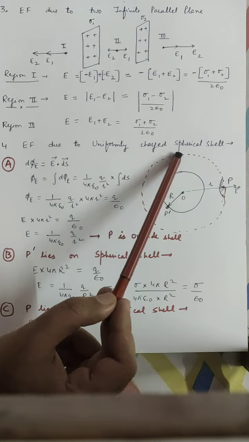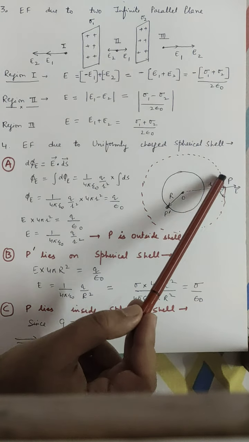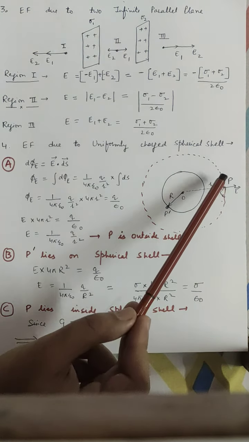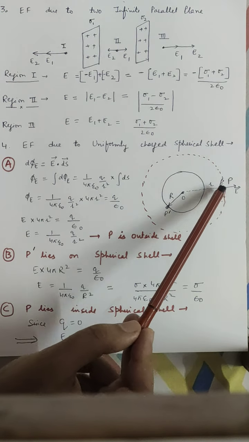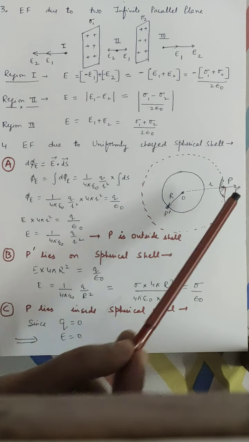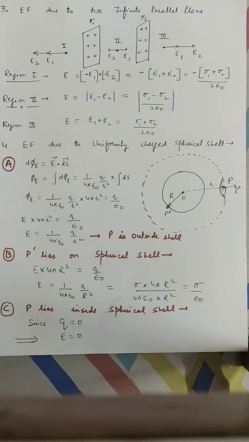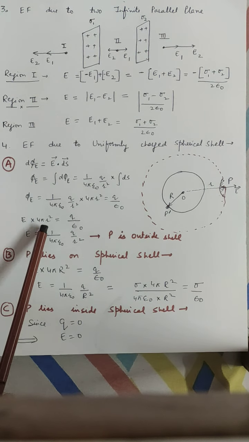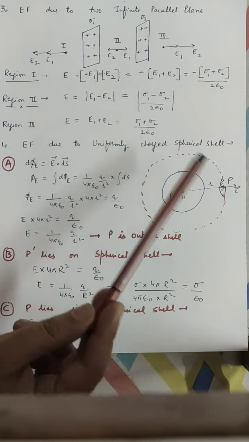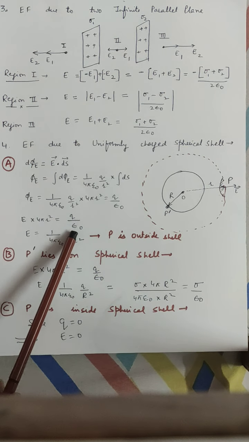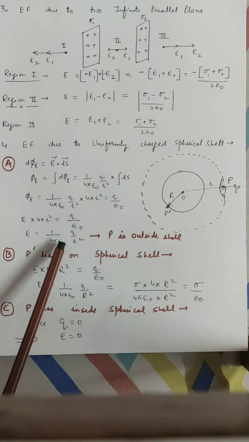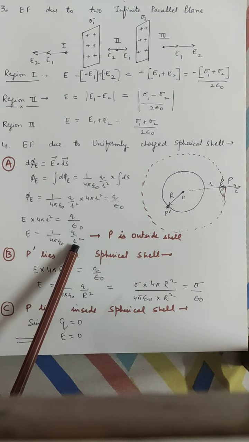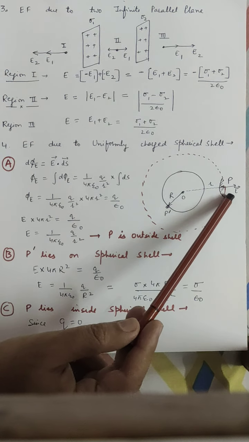So first we draw a Gaussian surface, which will be a spherical surface. Now we consider a small element over here. The direction of electric field will be outwards. The direction of the area vector will also be in the direction of electric field. So using Gauss law, E dot ds, now ds over here will be 4 pi r square, will be q upon epsilon naught. So electric field comes out to be equal to 1 upon 4 pi epsilon naught q upon small r square, since the point is outside the shell.